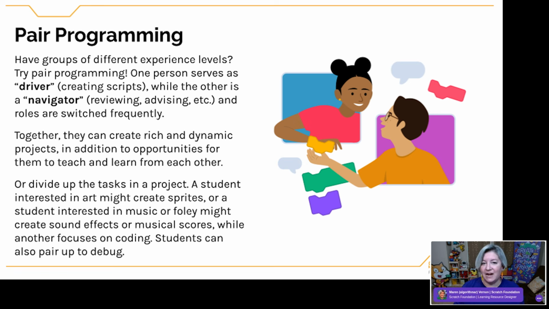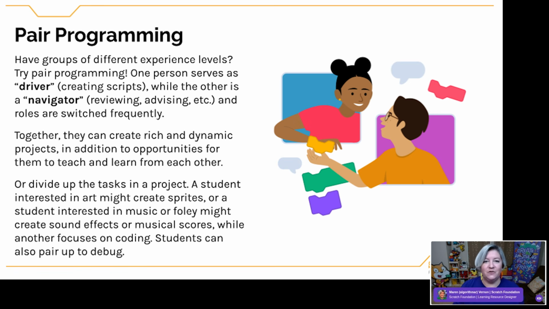As we think about creating, iterating on our work, or debugging, keep in mind that pair programming can be valuable, especially when you have groups of different experience levels or interests. Pair programming is a practice where two developers collaborate, sharing a keyboard and mouse to work on the same task or project. One person is the driver who creates the code, while the other is the navigator who reviews, guides, and thinks strategically. Roles are then switched frequently to balance tasks and share knowledge.